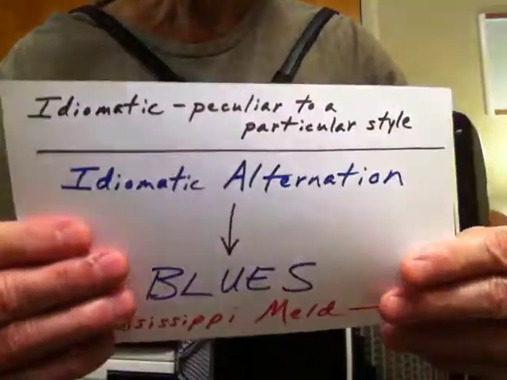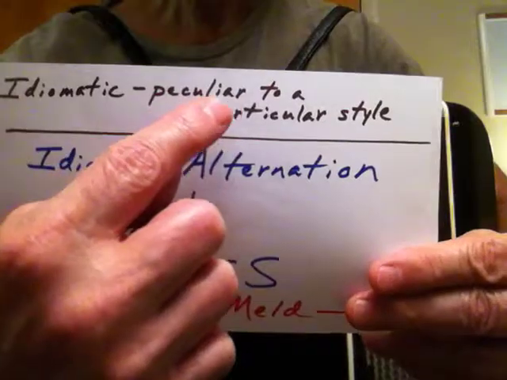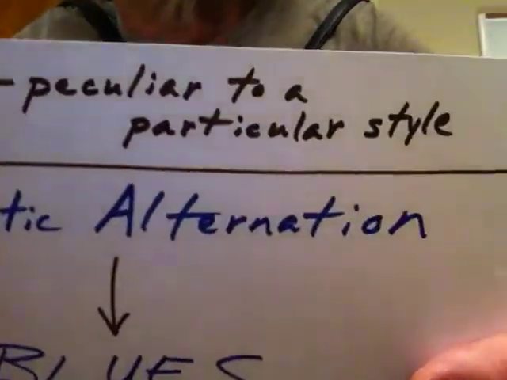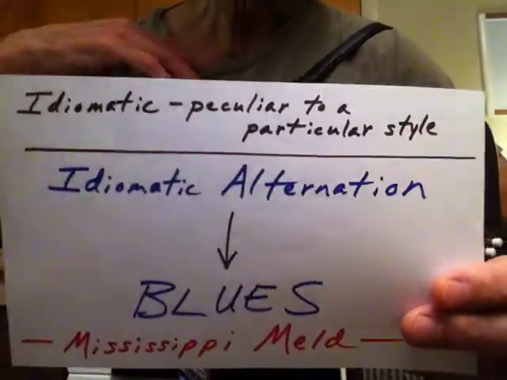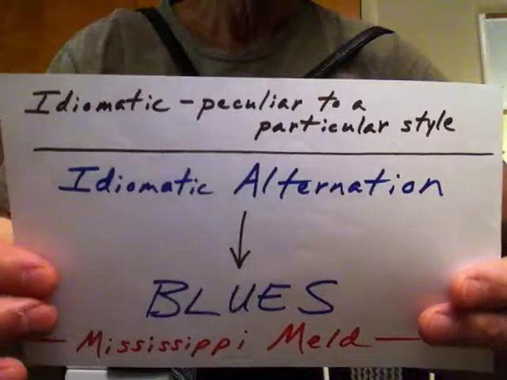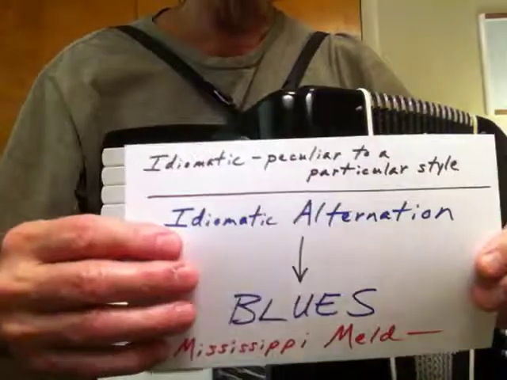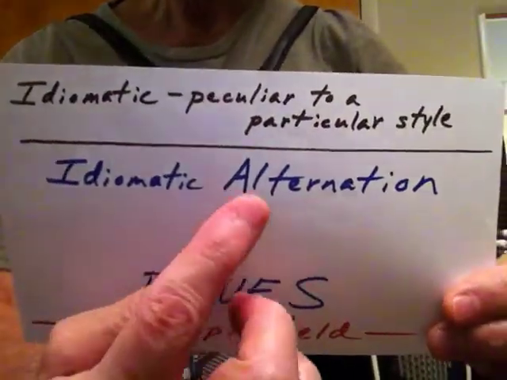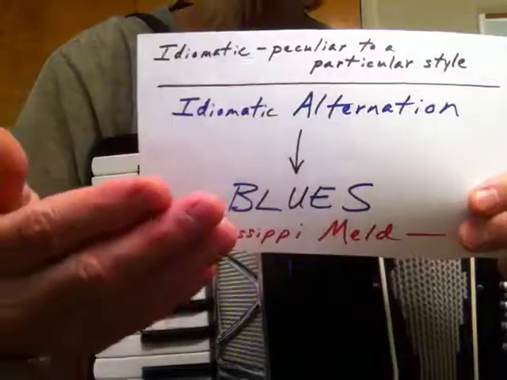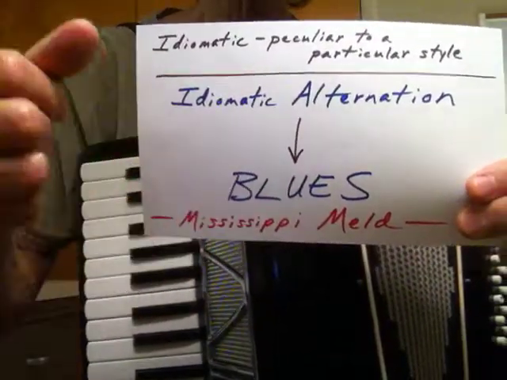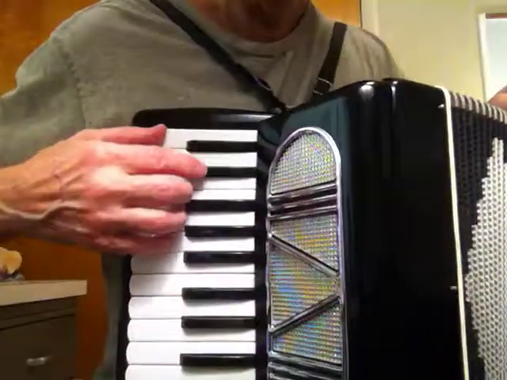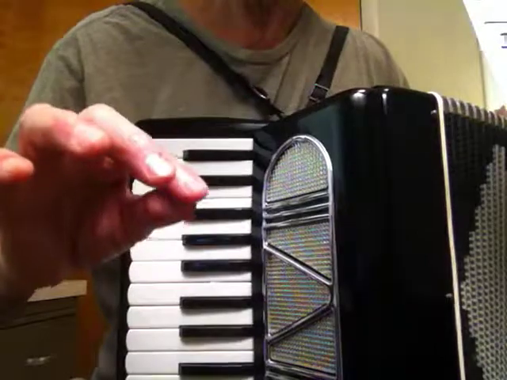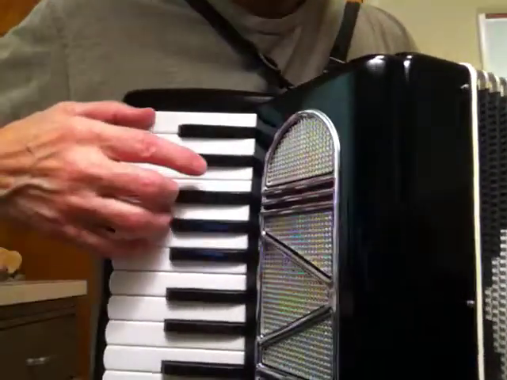Now, idiomatic means peculiar to a particular style. That's hard to see. Okay, peculiar to a particular style, because I'm seeing this backwards on this phone. Now, what we have with the blues is idiomatic alternation. Idiomatic alternation is the operation, the process. It just happens, and you get the blues. That's what you get. You alternate from your subject chord to your aggregating chord.